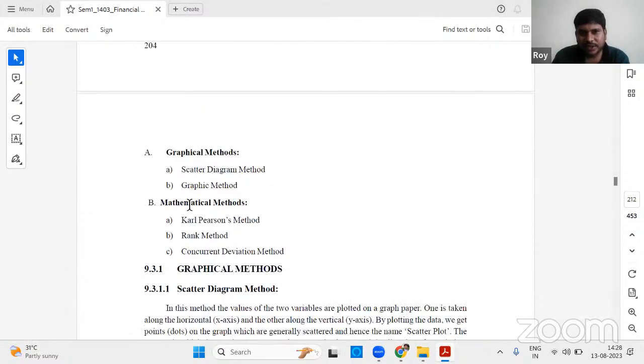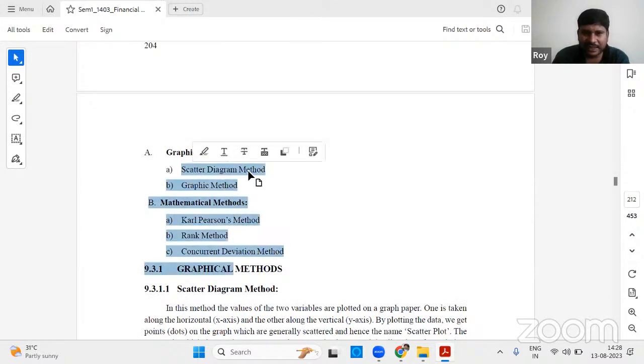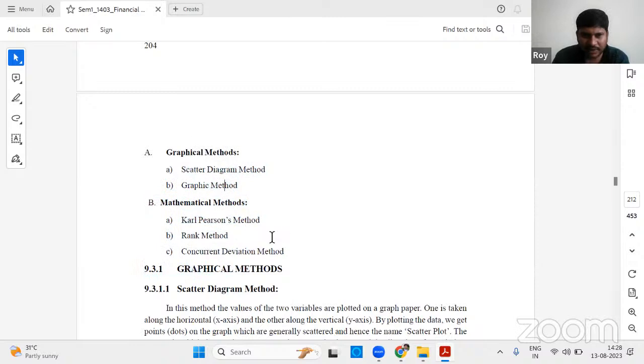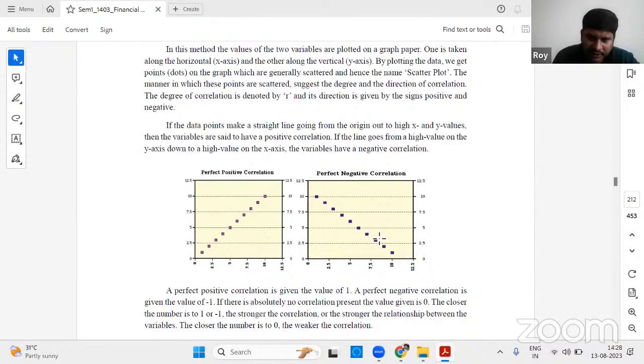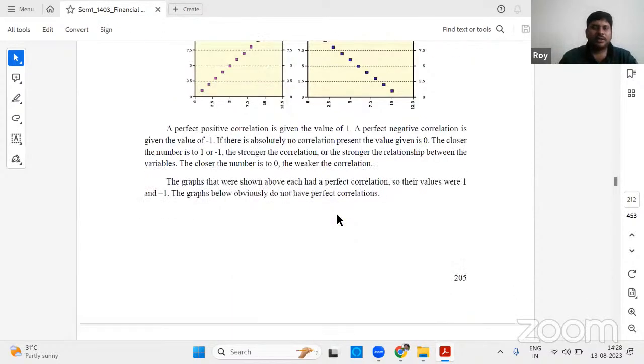Methods of measuring correlation: graphical methods and mathematical methods. You need to remember this. Graphical methods are the scatter diagram method. Mathematical methods are the Pearson method, rank method, and coefficient of determination. The scatter diagram method covers perfect positive correlation and perfect negative correlation.